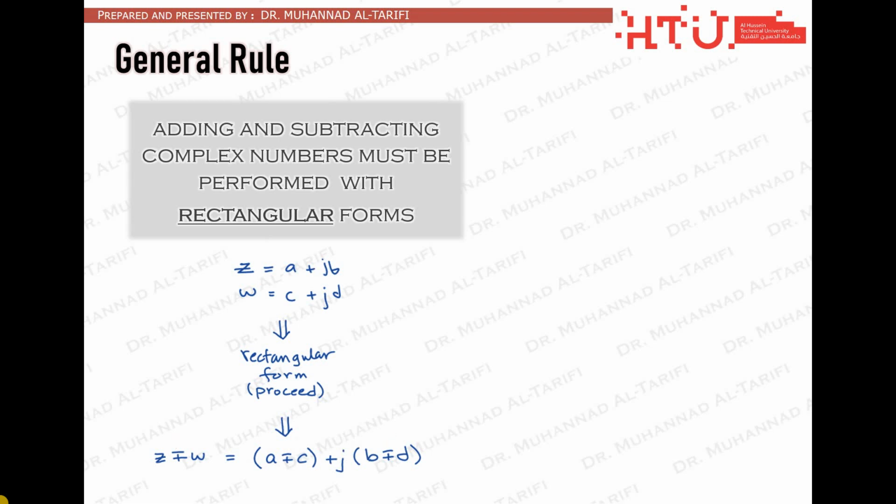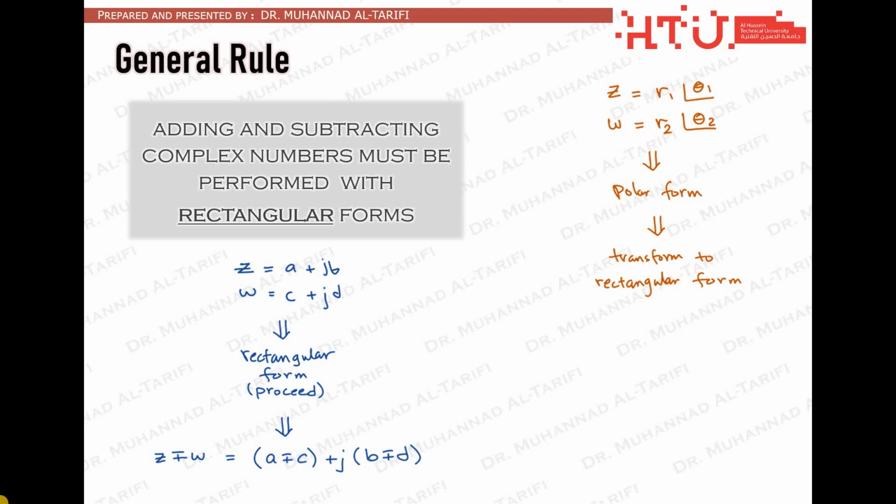Sometimes the case might not be as simple. If any of the added or subtracted numbers is not in rectangular form, then transformation to rectangular form is required before proceeding. For example, assume we want to add z equals r1 at the phase of theta 1 and w equals r2 at the phase of theta 2. Both of these numbers are in polar form, and therefore they must be transformed to rectangular form before proceeding.